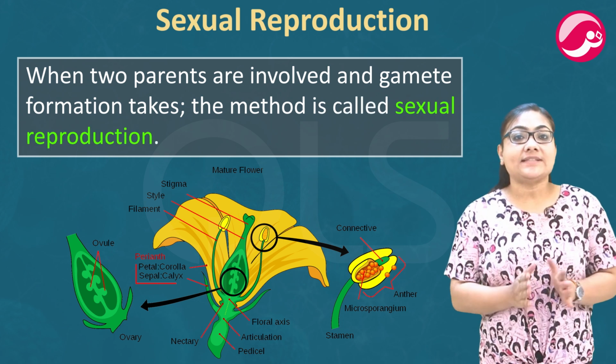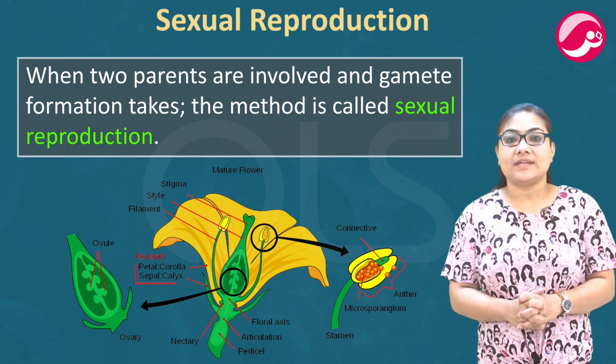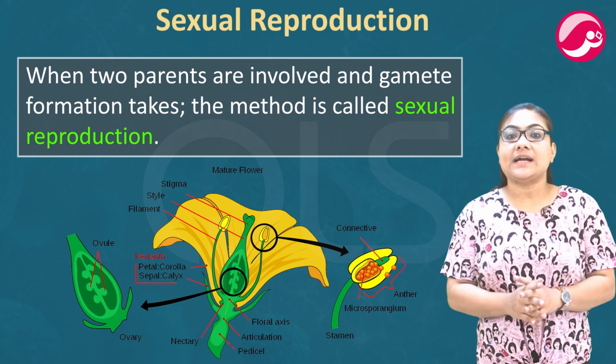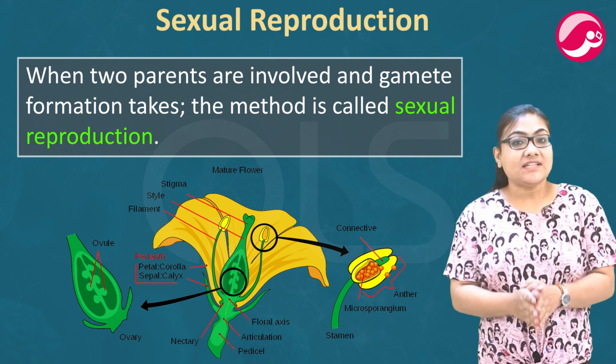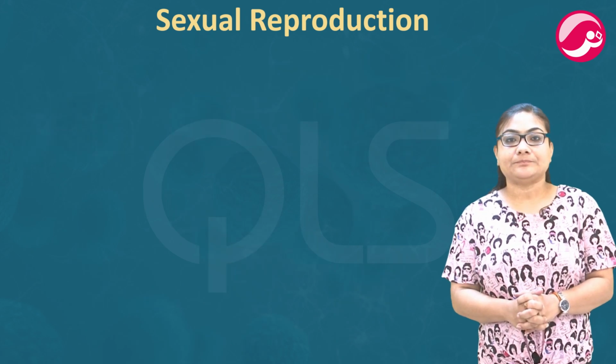Sexual reproduction asexual से अलग होता है क्यों? क्योंकि sexual में दो parents involve होते हैं. New individuals are not identical to the parents. Variations occur and relatively it is a slower mode of reproduction.